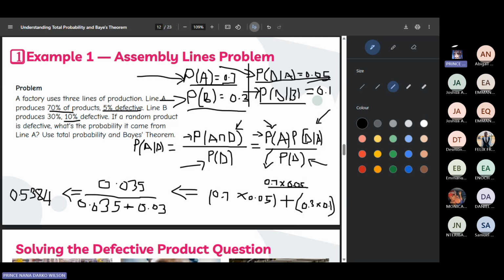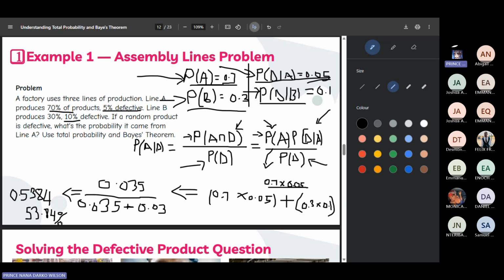We may express this as a percentage as well, since just as Mr. Freeman pointed out yesterday, everything was given in a percentage, so it's only advisable you do the same. So in percentage, we just multiply this by 100, so it becomes 53.84%. What this means is that if we take a product and it is defective, then there is a 53.84% chance that it came from line A. That's what this probability interprets to.